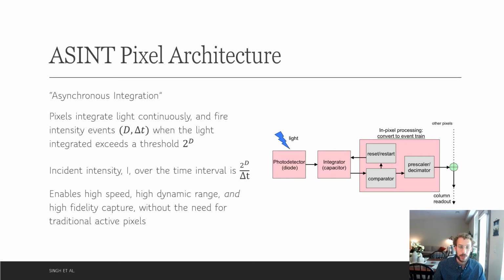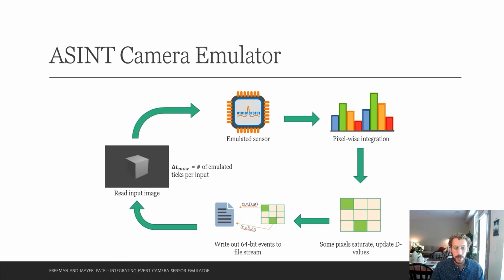And so this allows us to theoretically get high speed, high dynamic range, and high fidelity capture without the need for the kind of kludgy approach with traditional active pixels alongside DVS pixels. So we can just directly measure the world with intensity values in an asynchronous manner. Now, in our previous work, we discussed how there is not a physical working prototype of an ASINT style camera yet. So in the meantime, anticipating the development of such a camera, we have chosen to emulate the camera in software. So we've developed an emulator that can read in still image frames or video into an emulated sensor, perform pixel-wise integration, emulate pixel saturation and changing the D values, the sensitivity of pixels, and then writing out those events to a file stream.